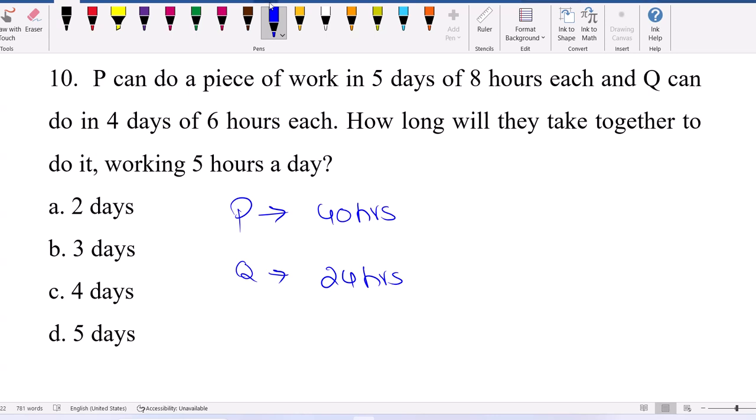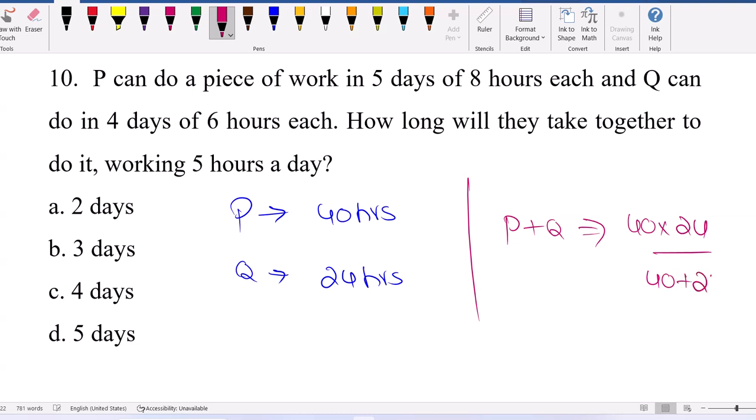Fine. Now we were given a shortcut already. When you know alone and want to get together, it is product divided by summation. If together is given and you want to calculate alone, it is product divided by difference. That's a shortcut. Or else we can do LCM, fix the work.